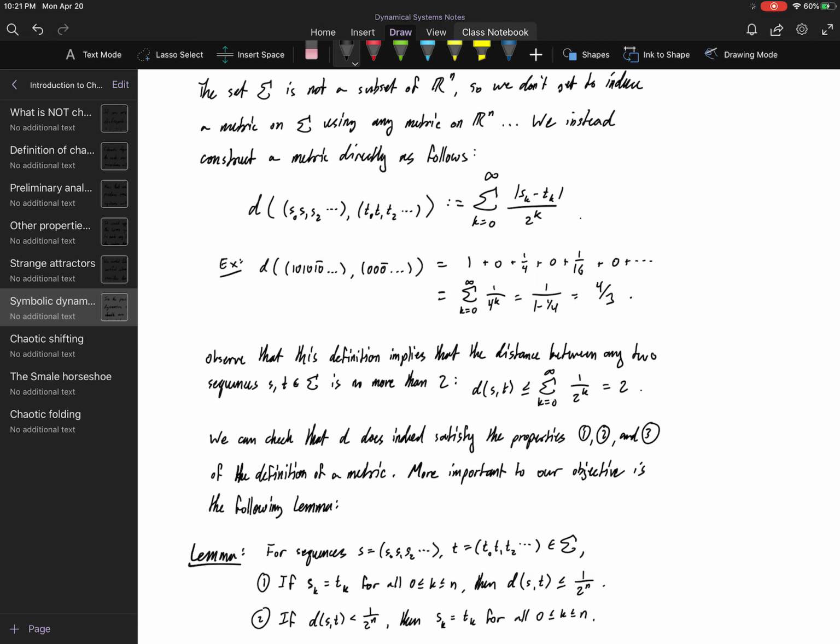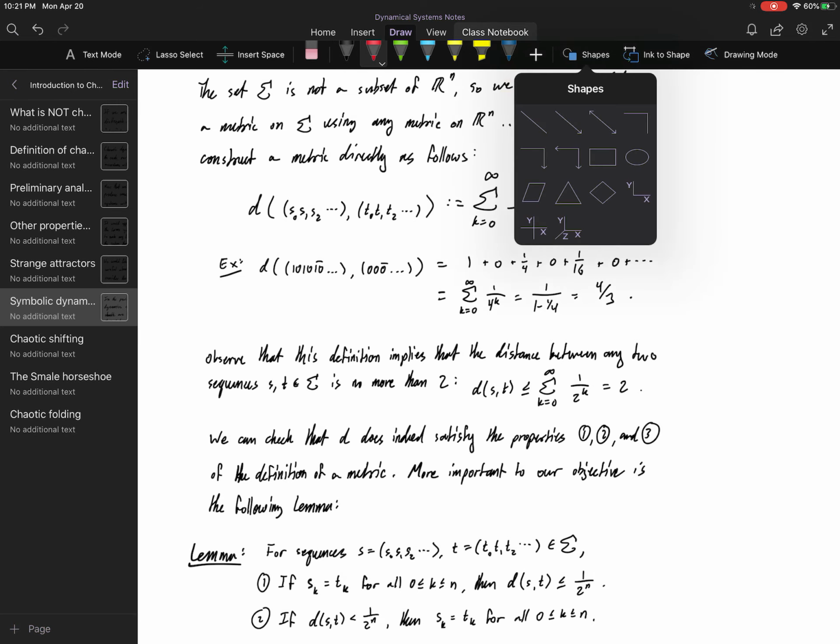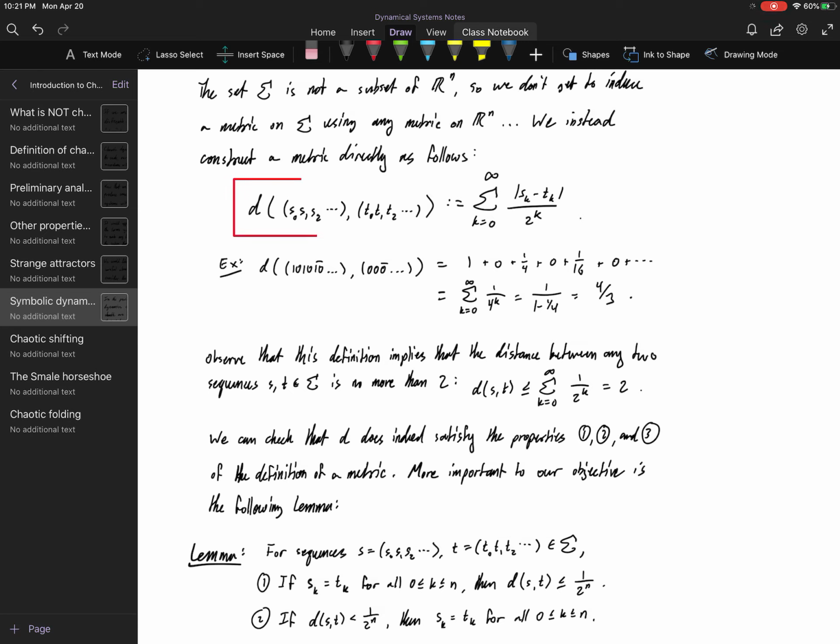Now, this definition of the metric up here, let me go ahead and put that in a red box because it is that important. Oh, shoot. Let's see if we can fix that. There we go. All right. So this is our definition of how we're going to measure distance in this space sigma.